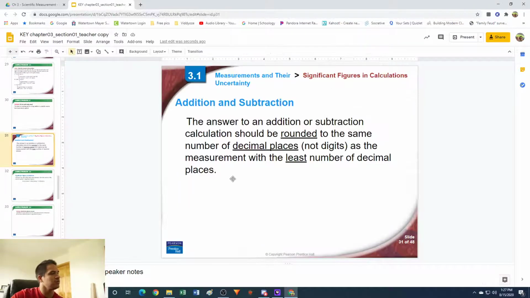Okay, so other than learning how to round, what do we do with our calculations? Well, it depends on what mathematical process we're doing. If we're doing addition and subtraction, we're going to round our answer to the same number of decimal places as the measurement that had the least number of decimal places. What the heck does that mean? Let's take a look at an example.